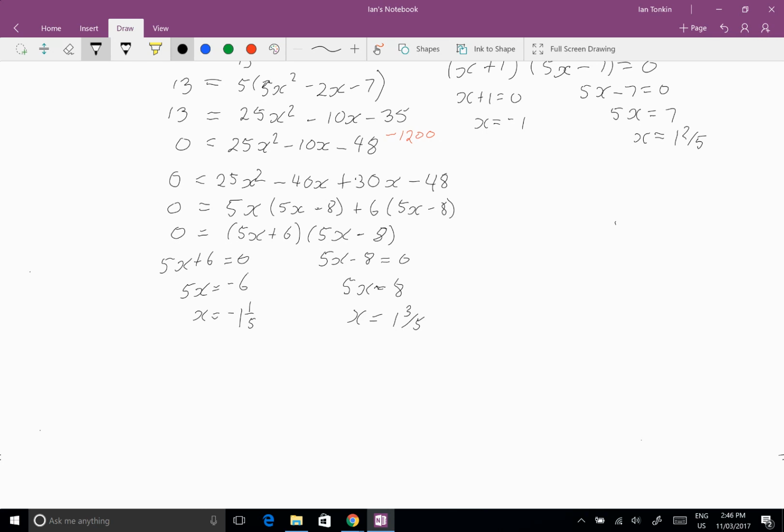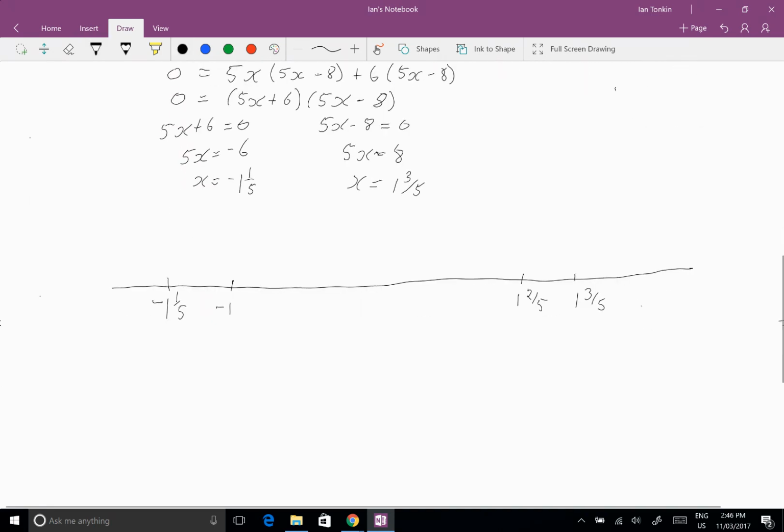So let's draw them up. So here I've got negative 1 and a fifth. And I've got negative 1. And over here I've got 1 and 2 fifths and 1 and 3 fifths. So they're my critical points, which means now I've just got to test the regions.